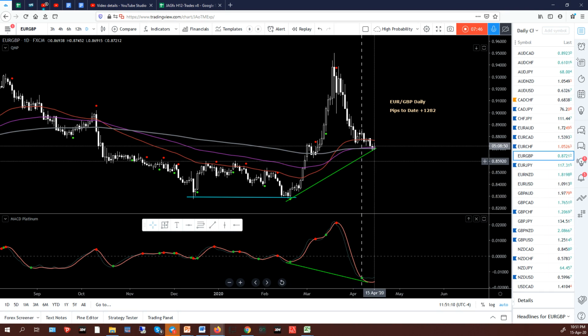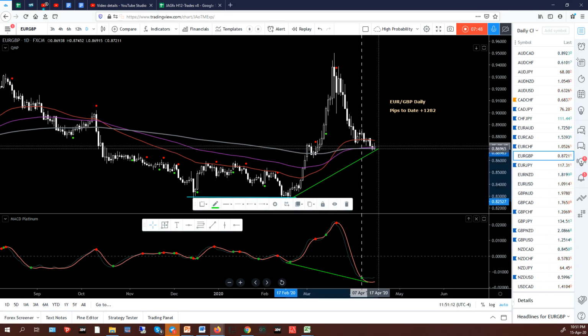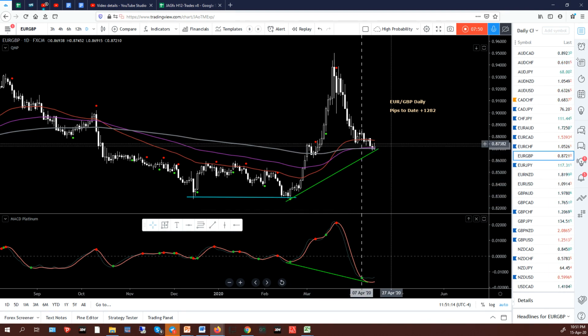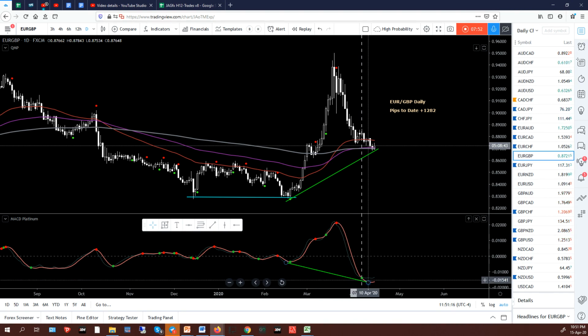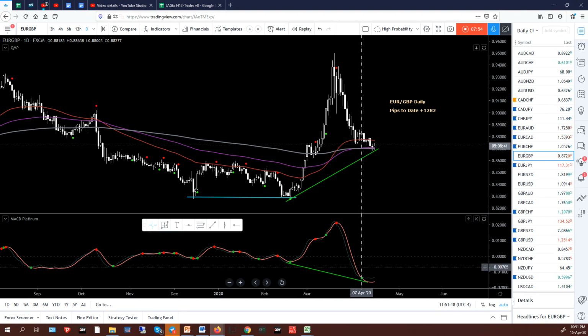Euro Pound, nothing happening at the moment. Drawn my trend lines in, just looking for potential hidden bullish divergence, but nothing being confirmed yet. Warning signals there. There's a green dot. MACD platinum below the zero level.